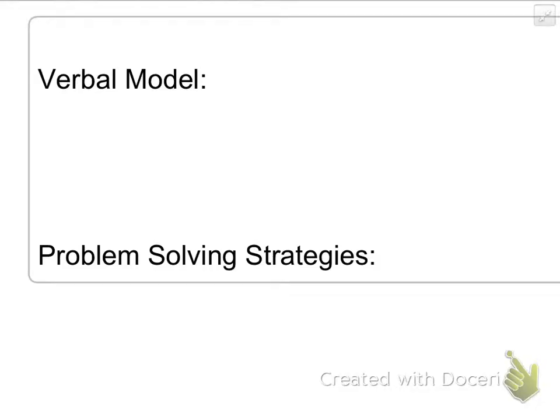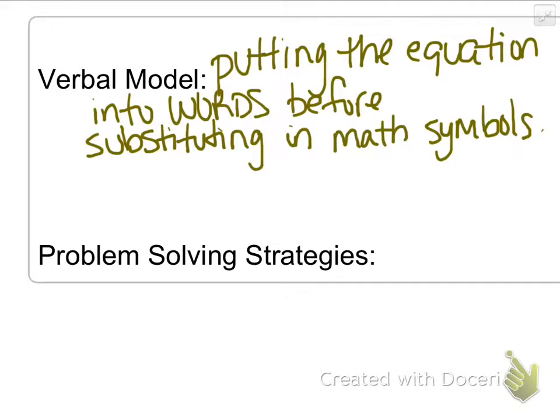So oftentimes I hear that if you can just get the problem set up, then my students can solve the problem. Well, it makes it easier to solve the problem if you first make a verbal model. And a verbal model is taking the word problem and putting the equation into words. Once you have it into words, then you can substitute in the math symbols, and then it becomes an easier problem to solve.